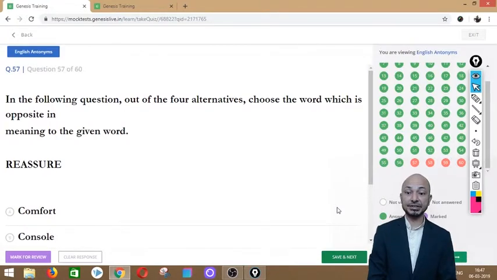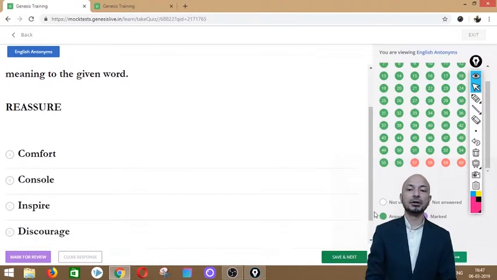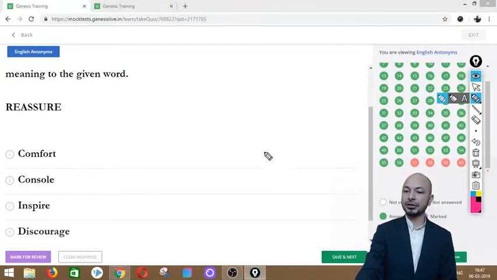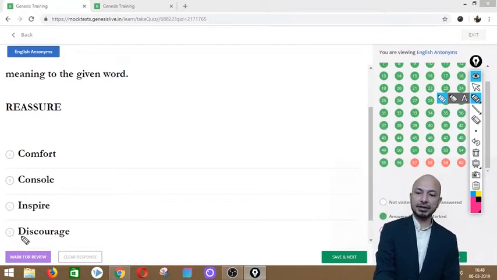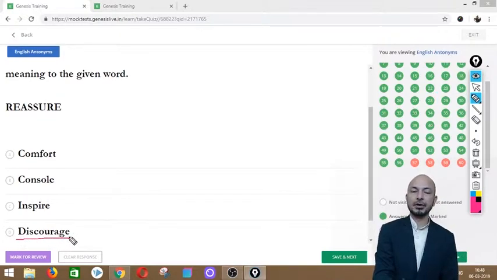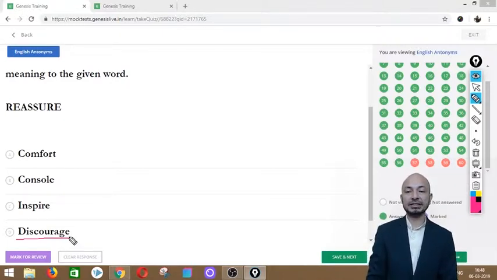Coming to question number 57, the word is reassure, and the options given are comfort, console, inspire, and discourage. And our answer is going to be option D, which says discourage. Because reassure is when you say something to make someone's doubts or fears go away, and discourage is when you say something that makes someone lose confidence and lose courage. So they are antonyms here. So we click option D and say next.